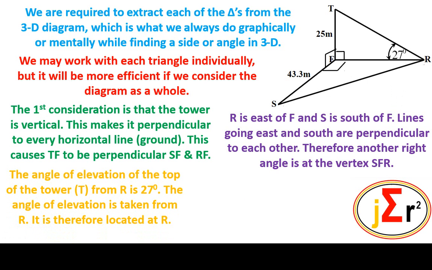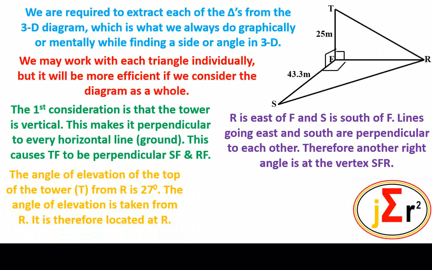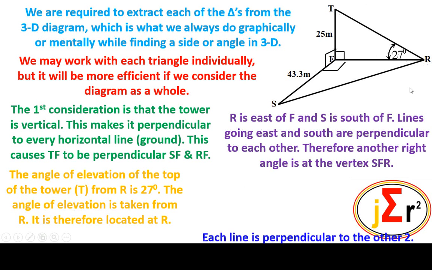The angle of elevation of the top of the tower T from R is 27 degrees. The angle of elevation is taken from R. It is therefore located at R. There's an angle of elevation to be given consideration to in the diagram. It is the angle of elevation of the top of the tower T taken from the point R. Therefore, that angle is located at R.